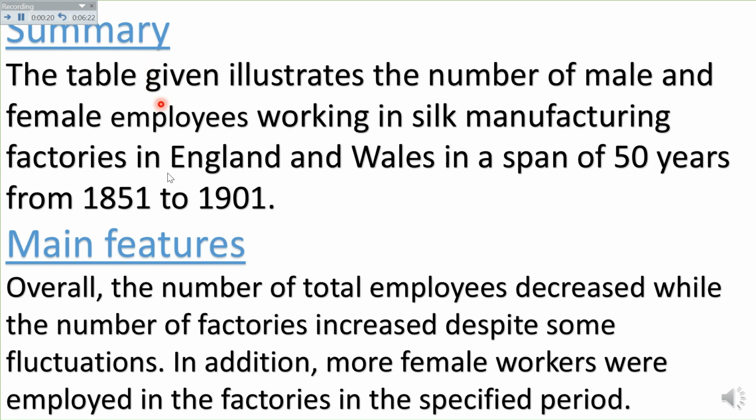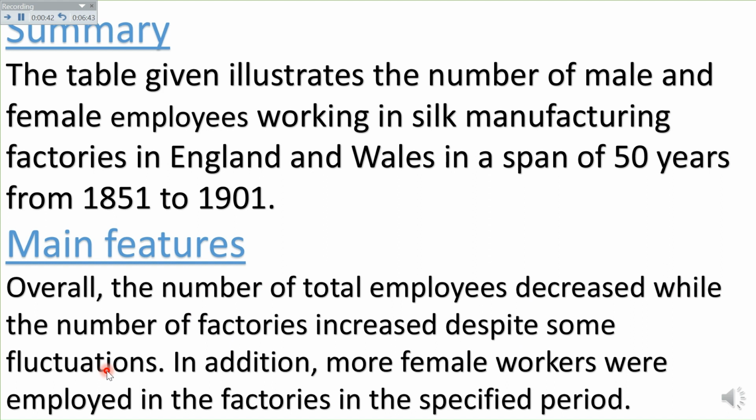Guys, it's up to your choice. You want to give these headings or not. If you don't want to give these headings, then you need to leave some space after the summaries. So leave some space so we could find the difference between summary and main feature. In main feature, we use the word overall, then we use the comma. The number of total employees decreased while the number of factories increased despite some fluctuation.